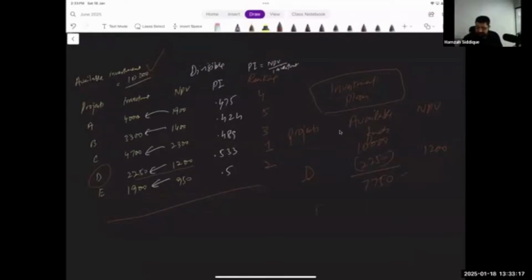Then project E, investment 1,900. Oh, sorry, my mistake. The NPV earned is 950 and the investment is 1,900. Deducting that from 7,750, the remaining investment is 5,850, and NPV earned is 950.